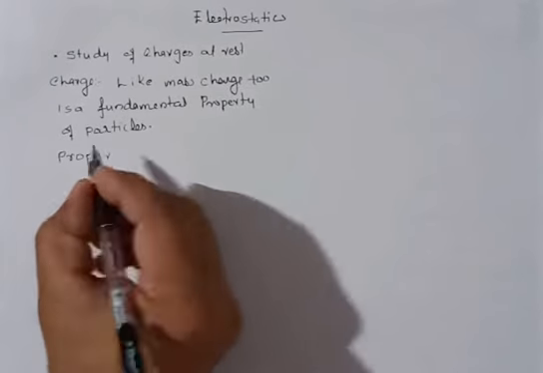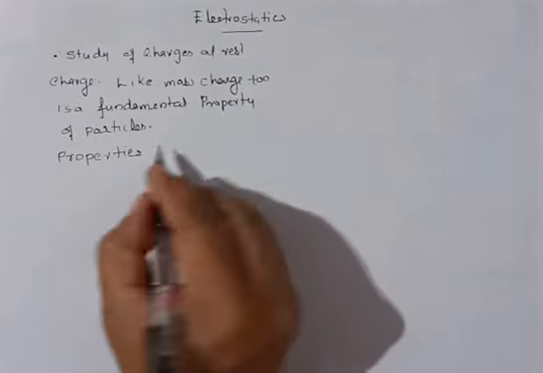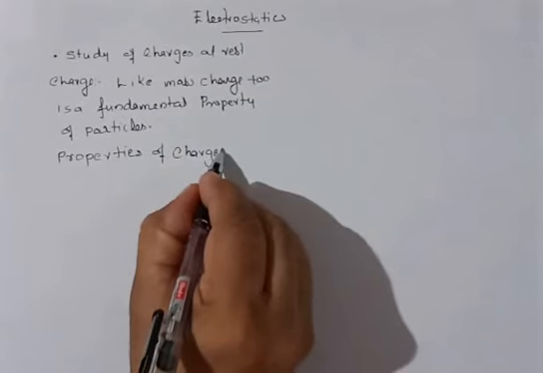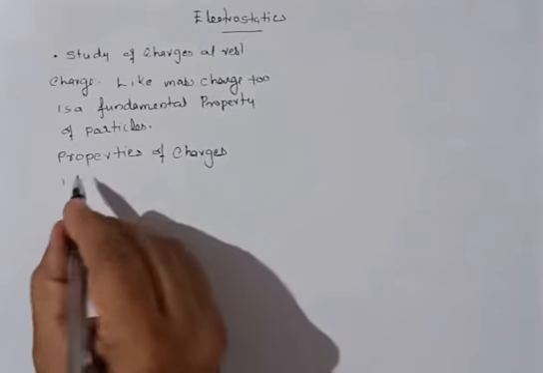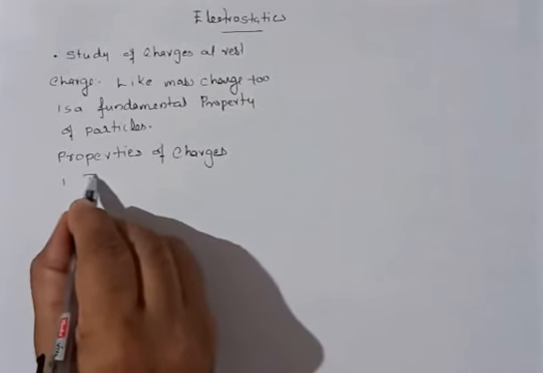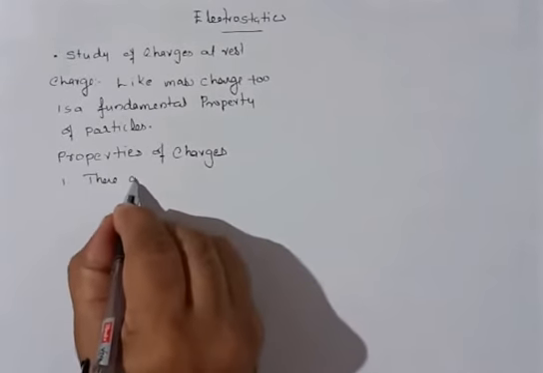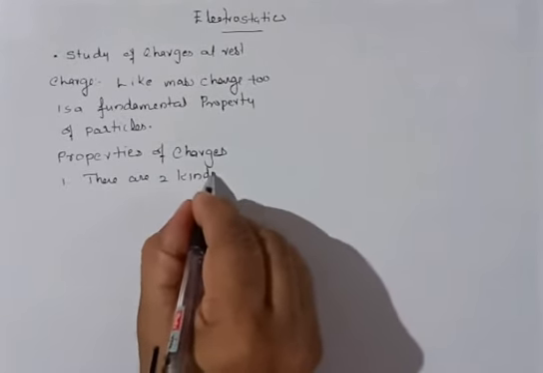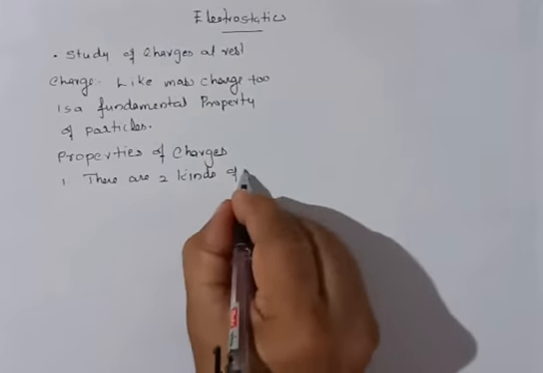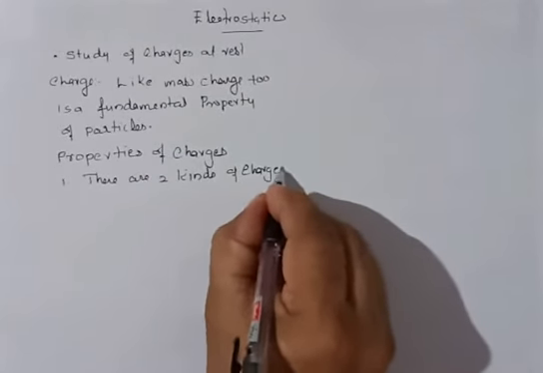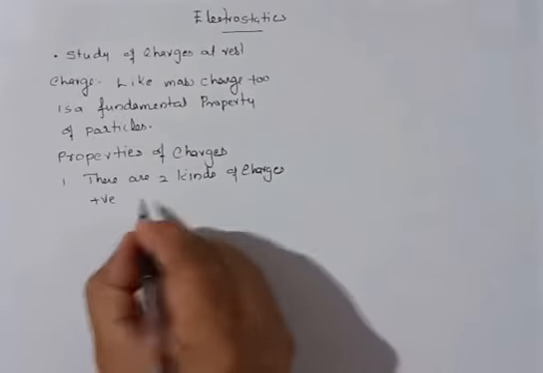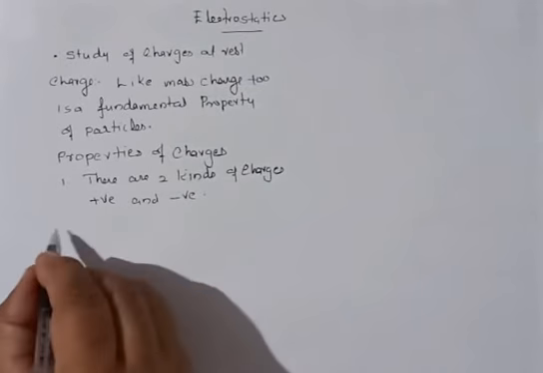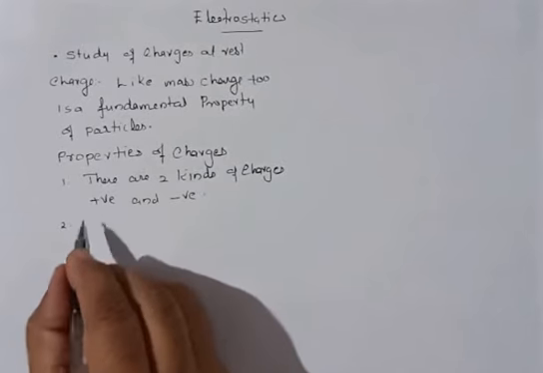So let us see what are the different characteristics associated with charges. Properties of charges. The first one, unlike mass, charge comes in two different kinds. Mass is always positive. You never get negative mass. But charge comes in two different kinds. You may get positive charge and you may also get negative charge. For example, a proton is positively charged, an electron is negatively charged. So that's the first property.